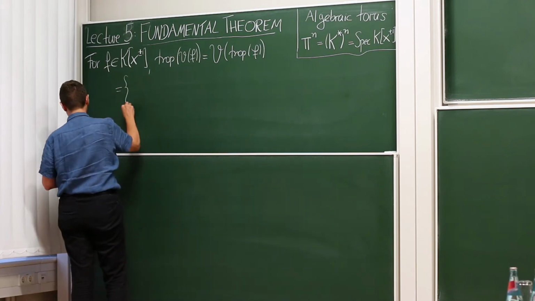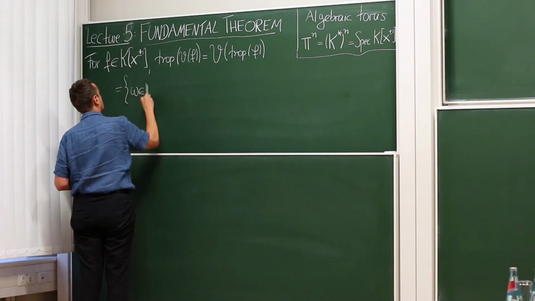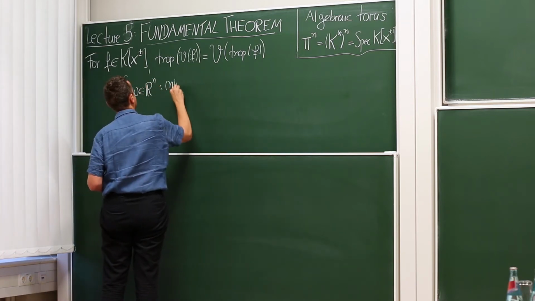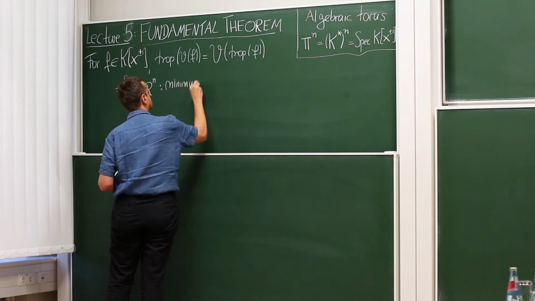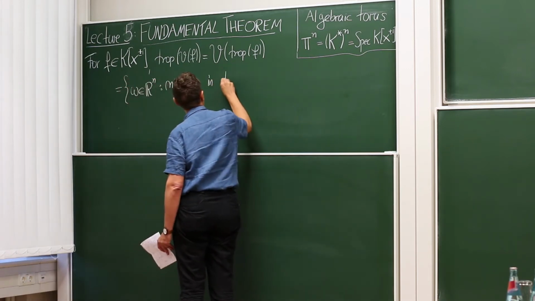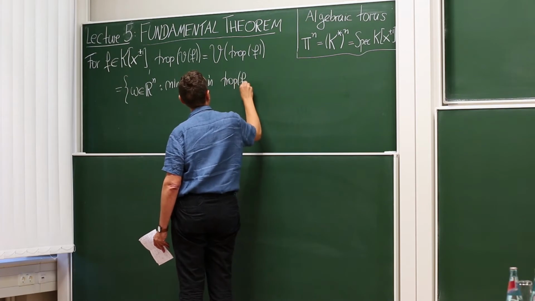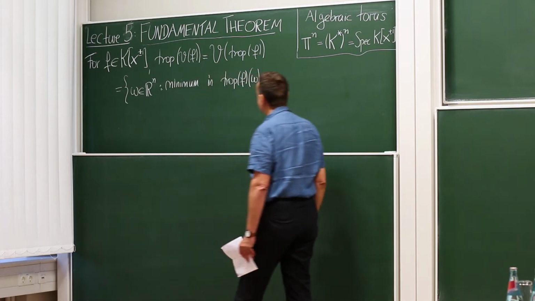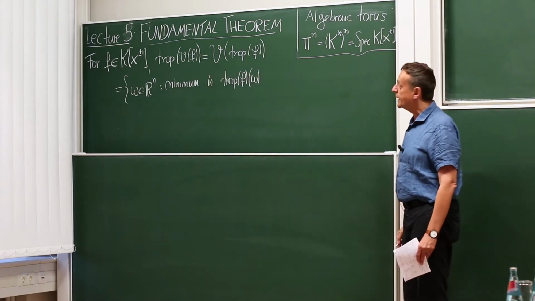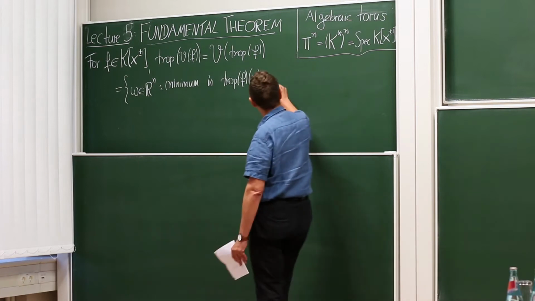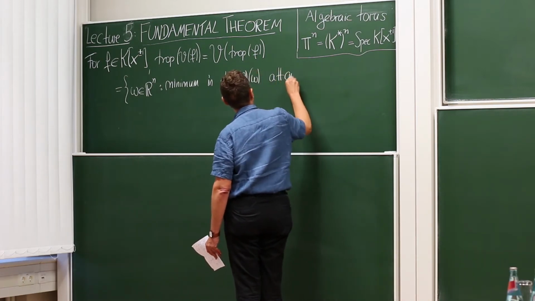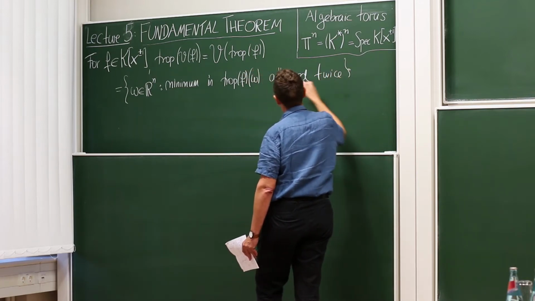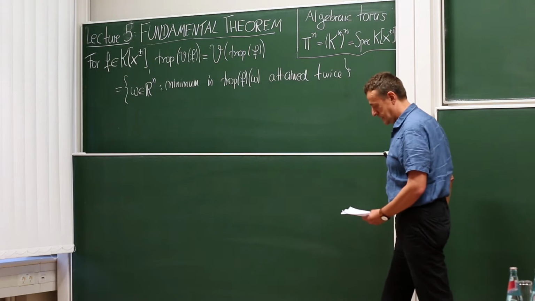And one way to say it, it's the set of all W in R to the n such that the minimum in the tropical polynomial, this is the piecewise linear function, when evaluated at W, so this is the minimum of a finite list of linear expressions, is attained at least twice. So this is sort of the polyhedral definition here on the right.